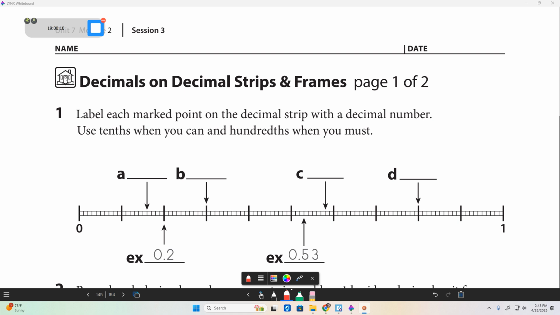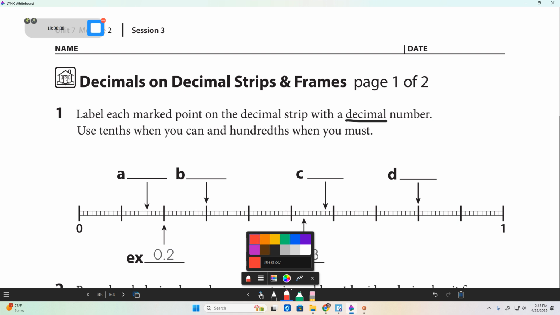All right, number 1 says, label each marked point on the decimal strip with a decimal number. So we're going to write it as a decimal. Use tenths when you can and hundredths when you must. When you look at this decimal strip, it's like a mat of 100 little units, all separated out, like each strip has been turned horizontally. So there's 100 little squares, 100 little units, and we're going to use that just to practice some decimal concepts.